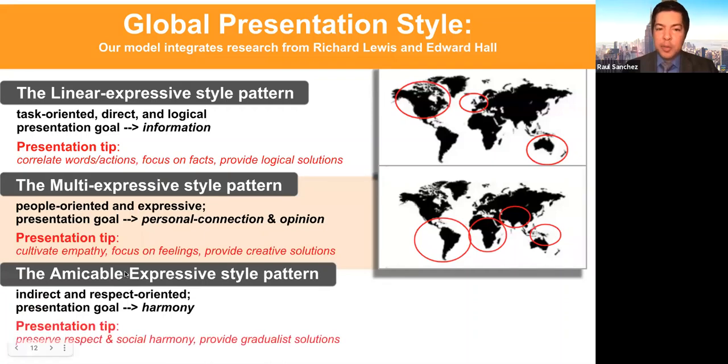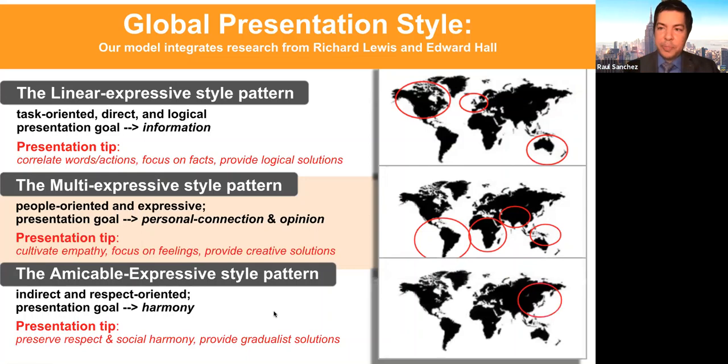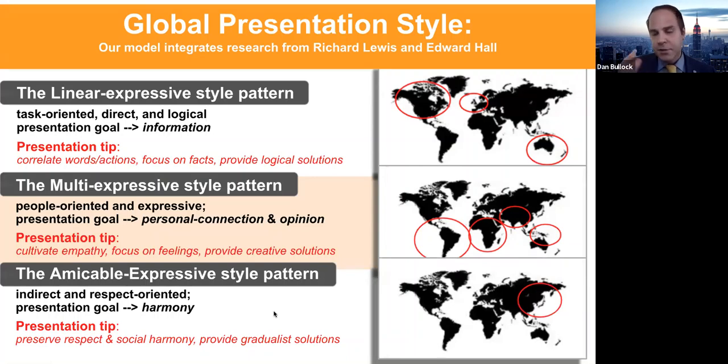Sure, and this is the amicable expressive. This style tends to be indirect, respect-oriented. The goal of presentations and communications is harmony. To integrate this style in your presentations, cultivate respect, relationships, think about courtesy, and then build constructive solutions that preserve reputation and social harmony. And Professor Bullock. This tends to be Far Eastern cultures, such as Japan, Korea, China.